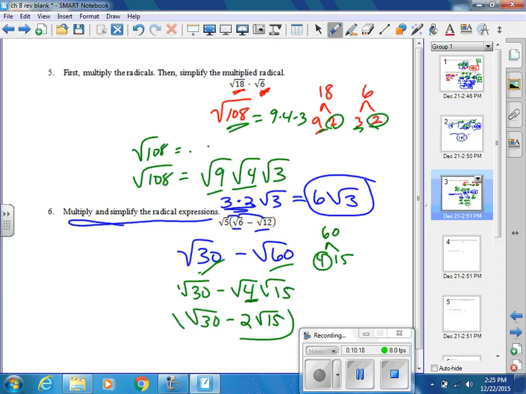I know what you're thinking. Oh, can we possibly break down the 30 so that I could do something with the 15? Unfortunately, you can't. This is going to be your final answer.